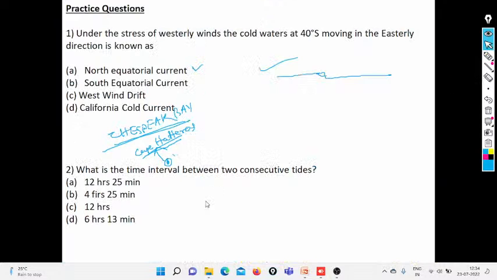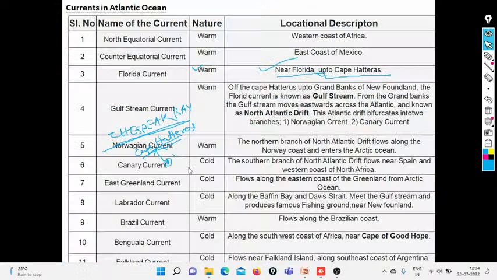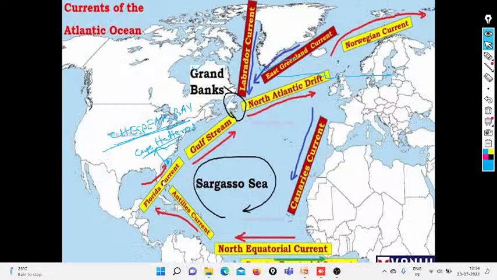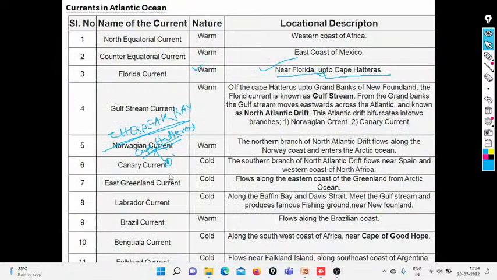So we see that the Florida current runs near Florida up to Cape Hatteras. Florida is here. Then it is your Gulf Stream. This is a natural warm current, right?